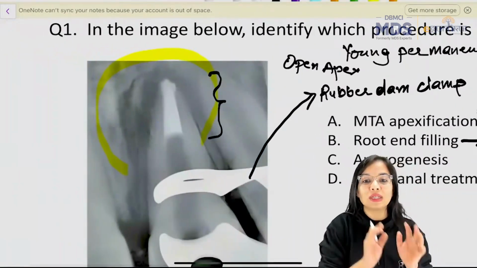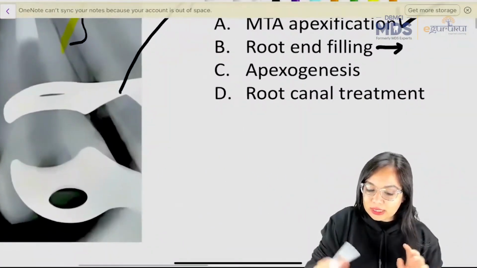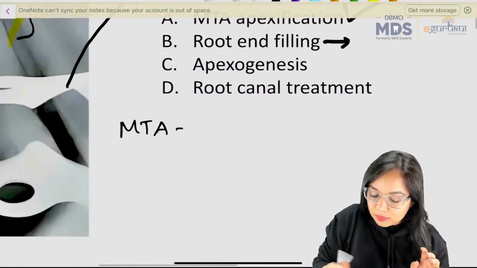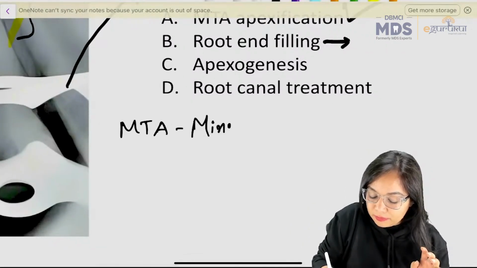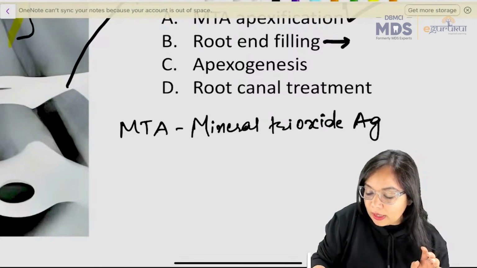So MTA is mineral trioxide aggregate. I hope all of you know, I'll still write it down. So what is MTA? MTA is mineral trioxide aggregate.